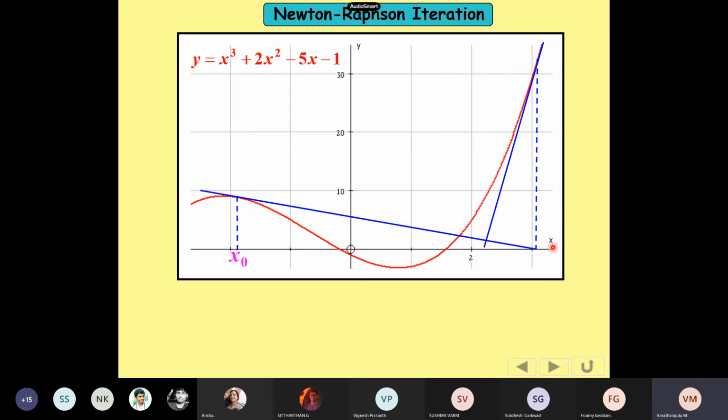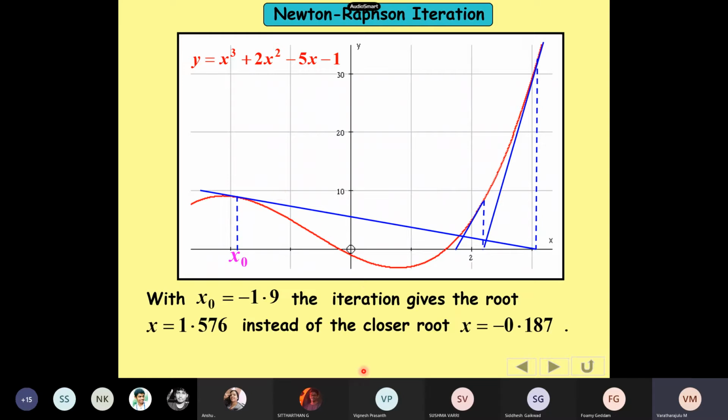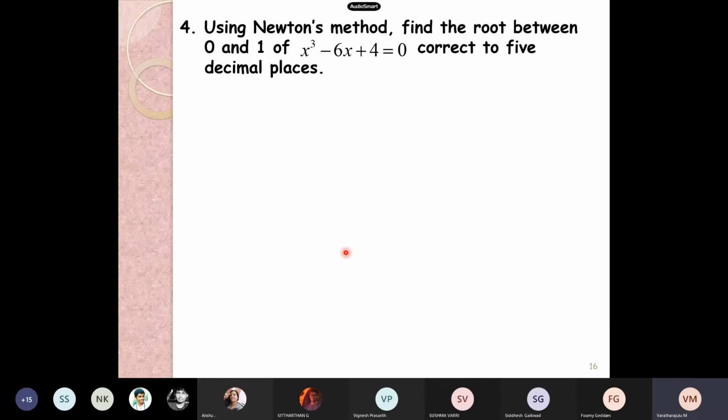But in the case of taking x is equal to 2, it returns the results in this area. Here there won't be any issue. But taking this leads to divergence. So this is what is explained here. When we are taking x naught is equal to -1, the iteration gives x is equal to 1.576, but it has to be minus 0.187. So this may happen at some time. Okay, this is problem number 4. You please make a note.